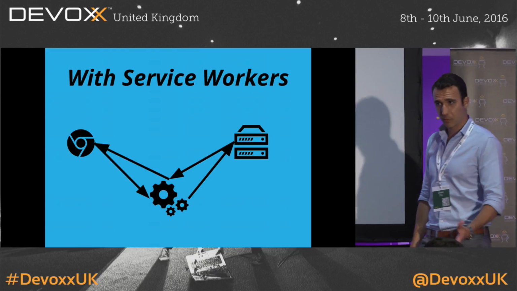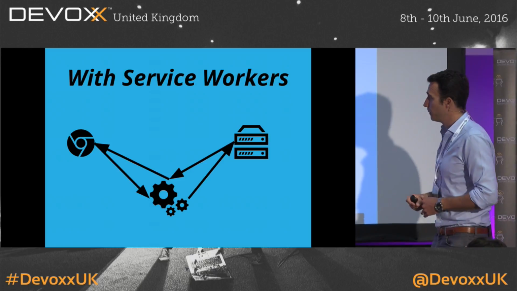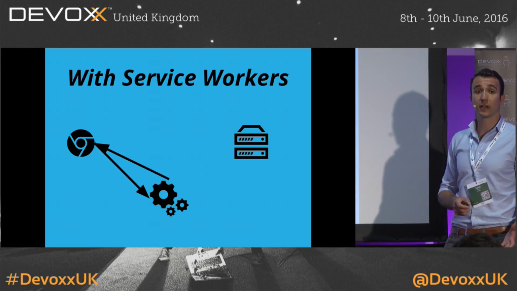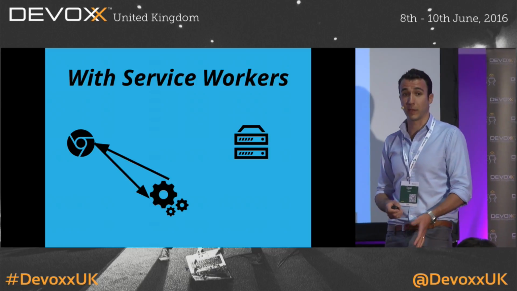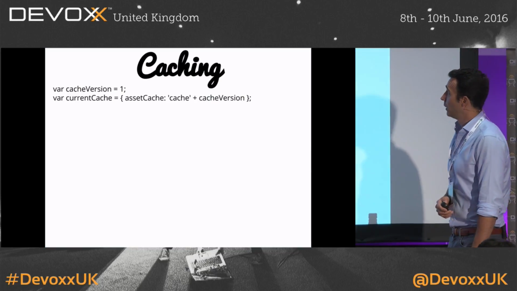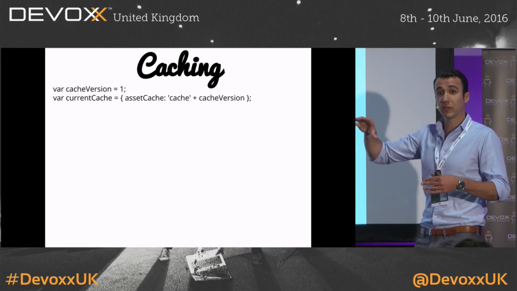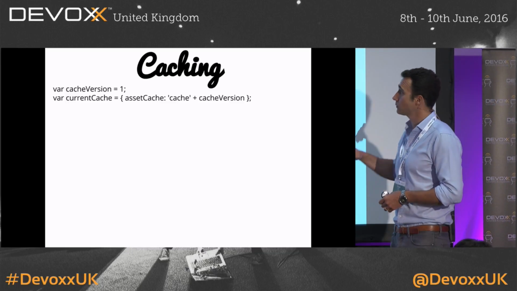Using service workers, remember the simple diagram, we have something sitting in the middle. We can decide if we want to go to the server or not. Maybe we don't want to. So this is a simple example of how you can cache in just a few lines of code.